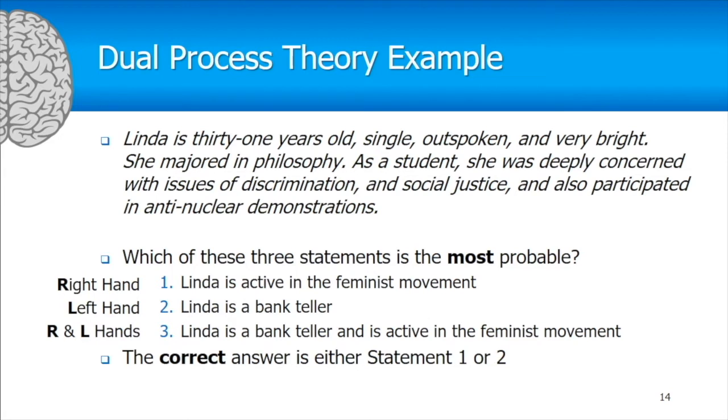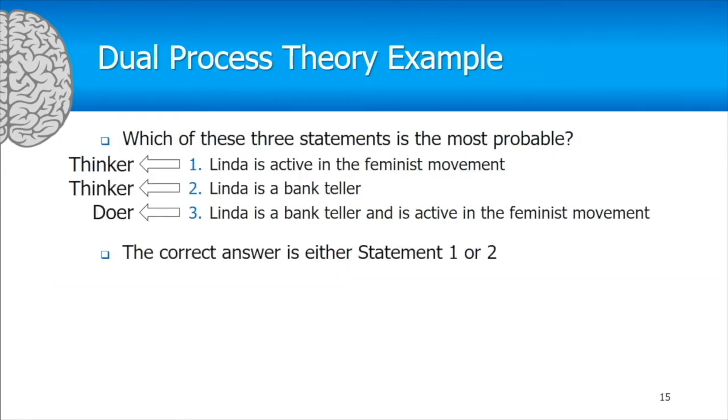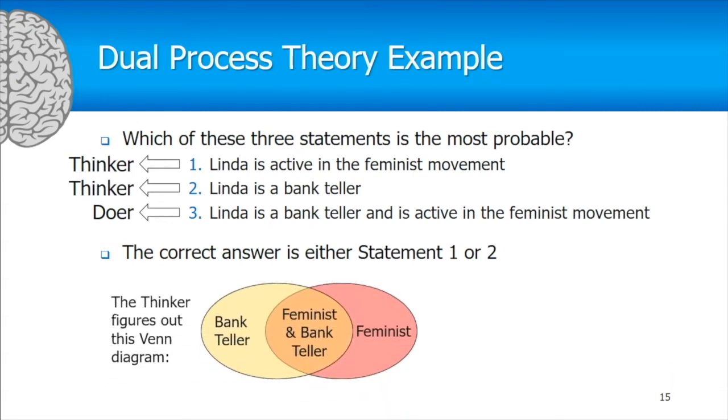And the answer key is that the thinker is the one that comes up with one or two. I mean, you can't decide whether it's Linda's more likely to be a feminist or a bank teller, but she could be either one of those. But the thinker knows for sure that it's not more probable that Linda is both a bank teller and a feminist. And the way the thinker knows that is by doing something like a Venn diagram like this. The intersection of these two circles is less than either circle alone, so that has to be the least probable answer.